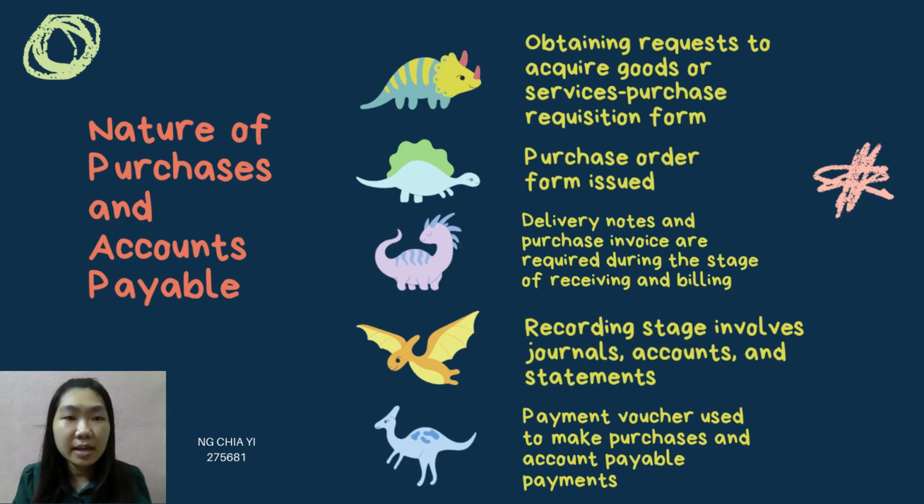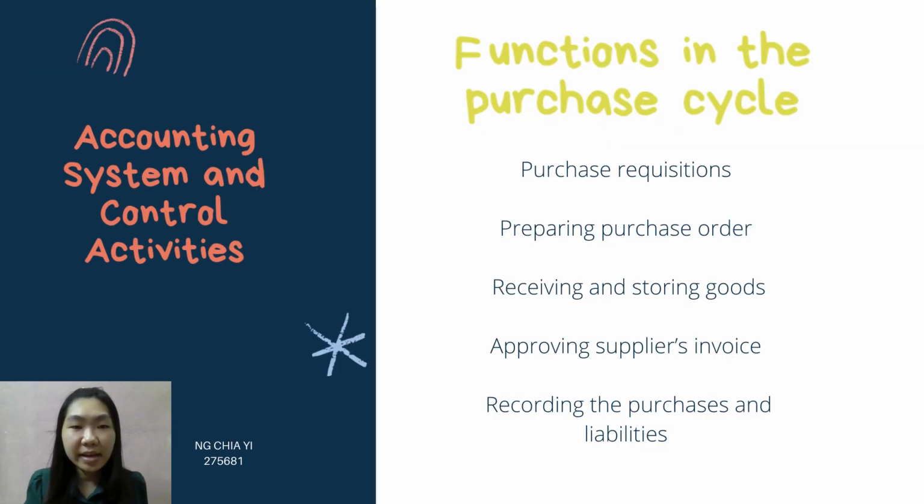The process of purchase cycle starts with obtaining requests to purchase goods or services, and after the purchase requisition form gets the approval, the purchase order form will be issued. During the stage of receiving and billing, delivery notes and purchase invoices are required. The recording stage usually involves journals, accounts, and statements, while the payment voucher is used to make purchases and account payable payment. Next is accounting system and control activities. We have to learn about these 5 functions in the purchase cycle.